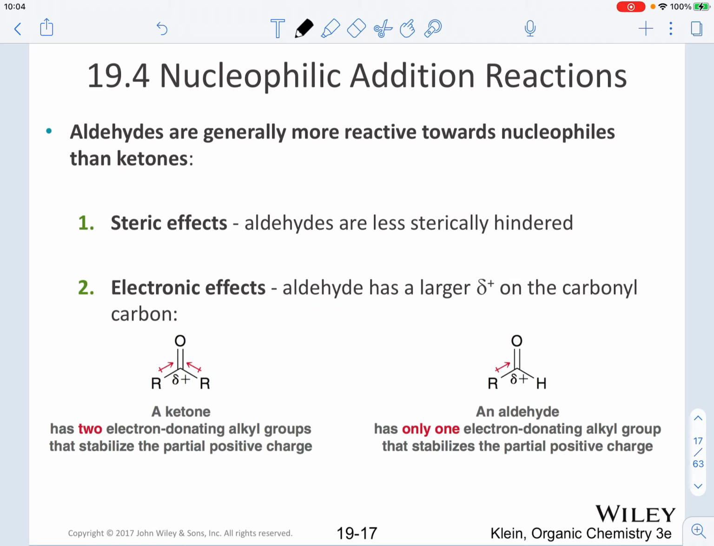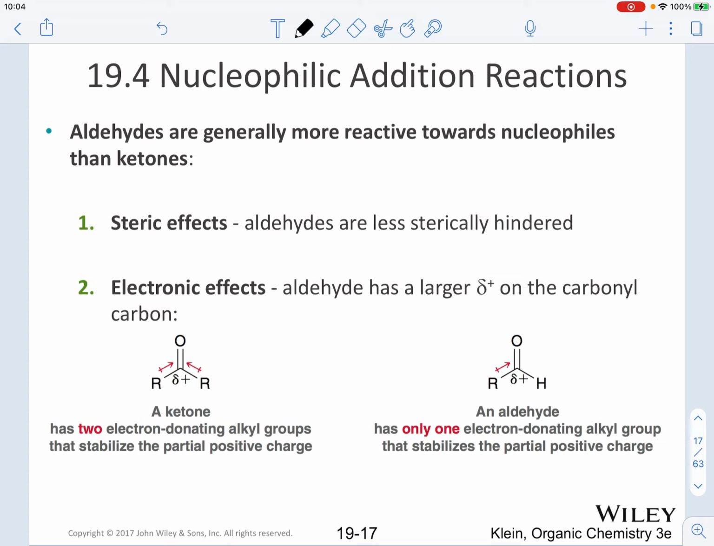Now, remember that both of these functional groups are going to have carbonyls. When it comes to aldehydes, they are generally more reactive towards nucleophiles than ketones. One of the reasons is steric effects. Remember that aldehydes are going to be less sterically hindered because along with the bonds that we have attached to the carbonyl, in aldehydes we have a hydrogen. Also, there are electronic effects. Aldehydes are going to have a large delta positive on the carbon of the carbonyl.